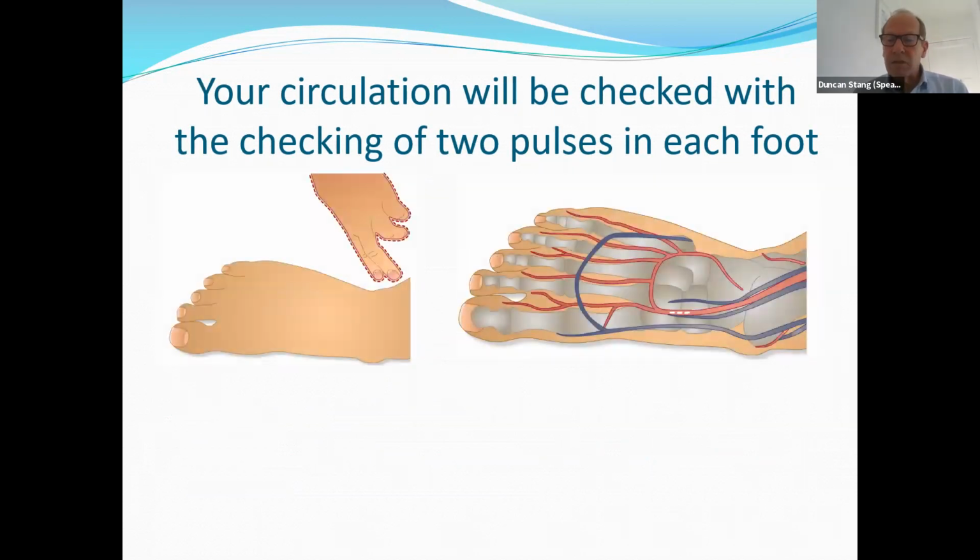The first pulse that they will check is what they call the dorsalis pedis pulse, and that's on the top of your foot. And you'll see in the right hand image here, there are 3 small white dots. Now that is roughly where that pulse is located on your foot.